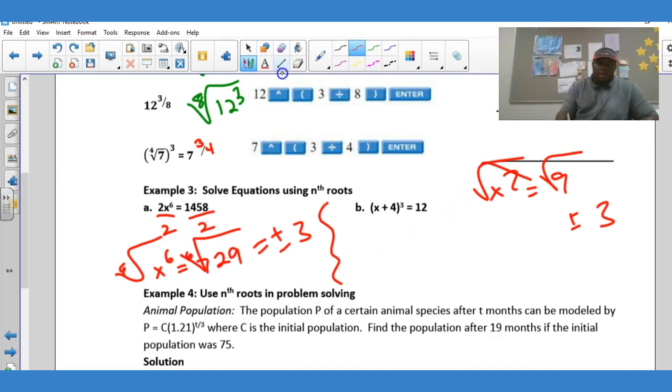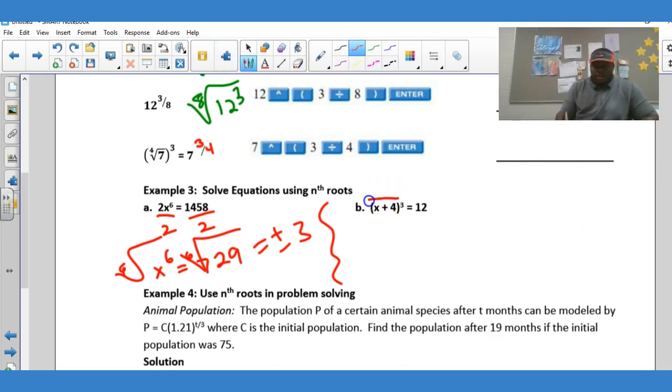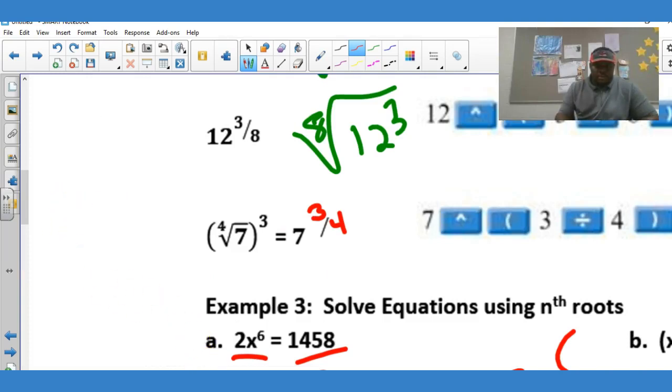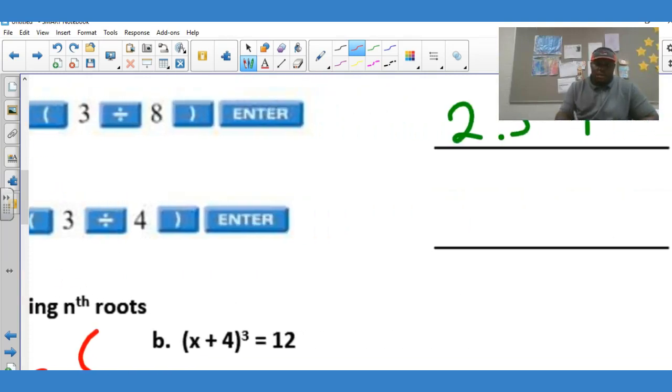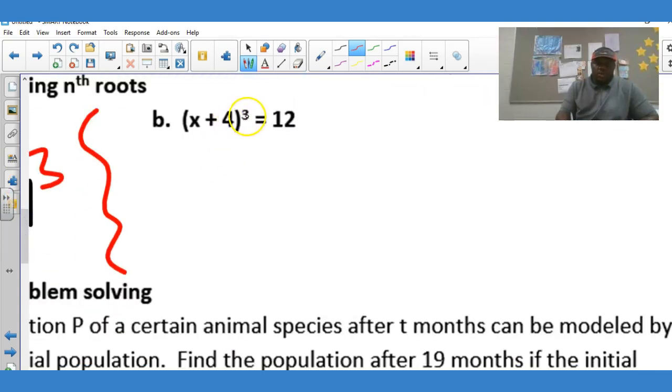Over here, a little different, all right? See the parentheses? The parentheses right now are in jail, all right? They're in jail, but what's outside of that? Let me make this a little bigger. That's a lot bigger. But what's outside of the parentheses right now? The cube. See the cube? So to start this one, I'm going to go ahead and cube both sides.